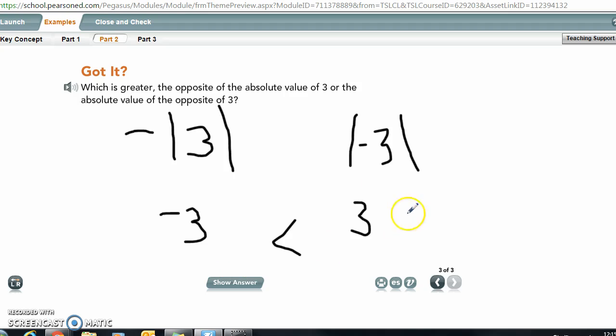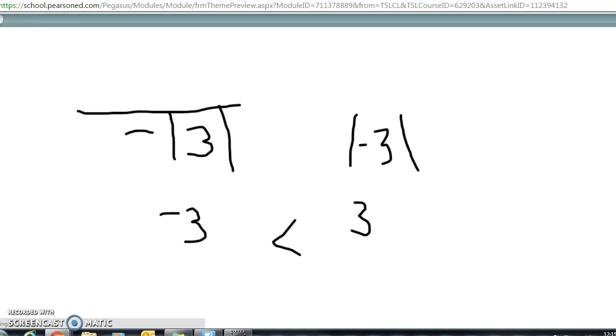So go ahead and put this in your notes. Okay, the correct answer is this one right here if you want to underline that. Go and freeze if you need to, and I am going to move on.